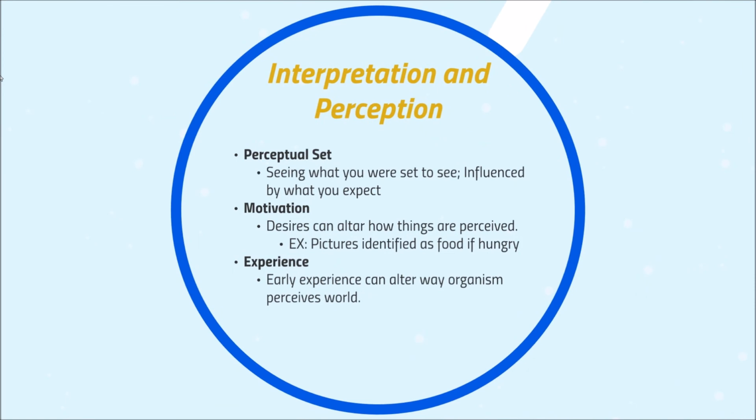Lastly, we have interpretation and perception, such as the perceptual set, which is seeing what you were set to see, but is also influenced by what you expect. Motivation, which is how our desires can alter how things are perceived. For example, pictures can be identified as food if you're hungry. And experience, how early experience can alter the way an organism may perceive the world.